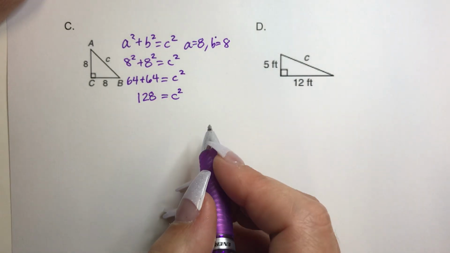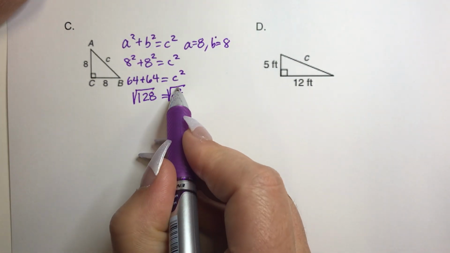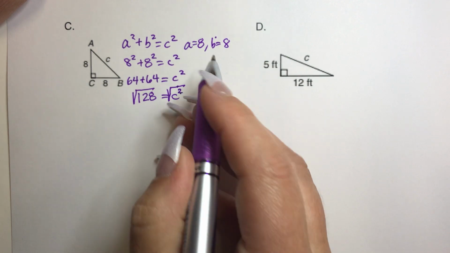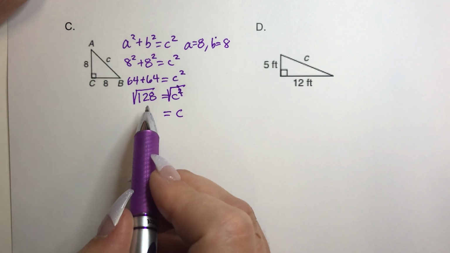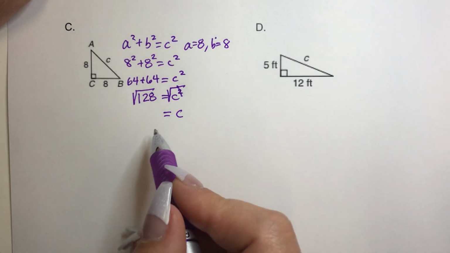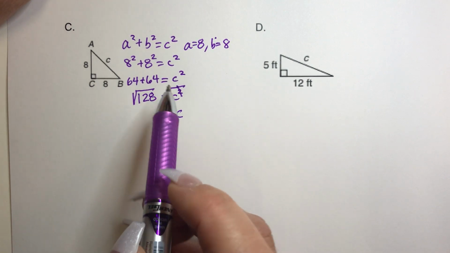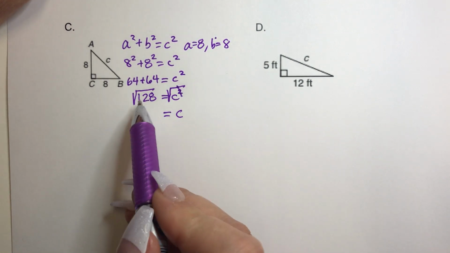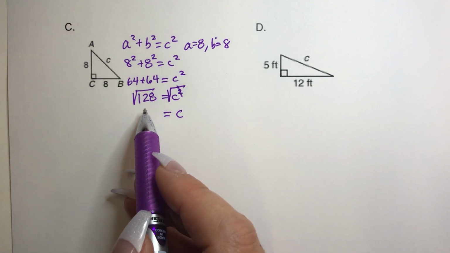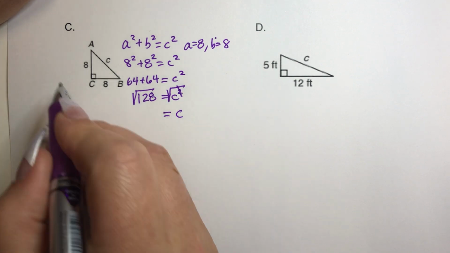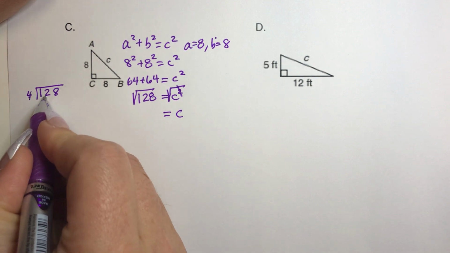I'm trying to get C by itself, so I have to do the inverse operation, which would be a square root to both sides. Square root cancels out a square, so we're left with C. And what I want to do here, with the square root of 128, is get this into exact form. So my question is, is there a squared number within 128? I think there is. I think 4 is a perfect square number, and it goes into 128. I'm not exactly sure how many times 4 goes in, but I can figure it out.